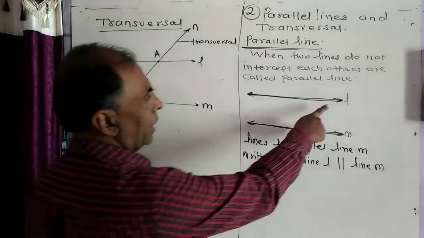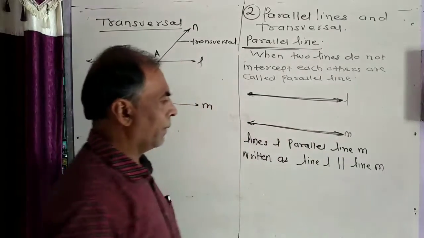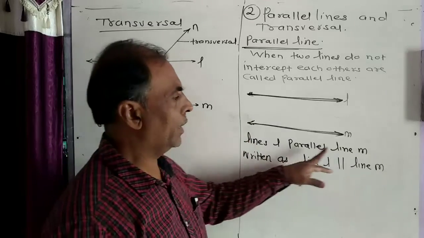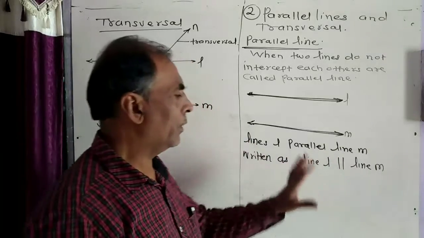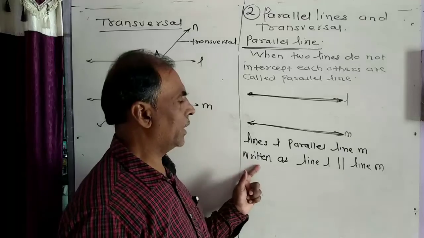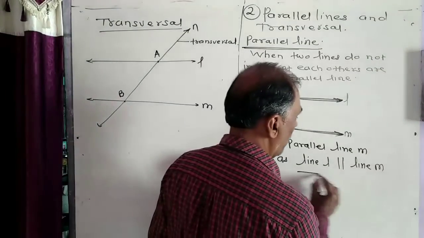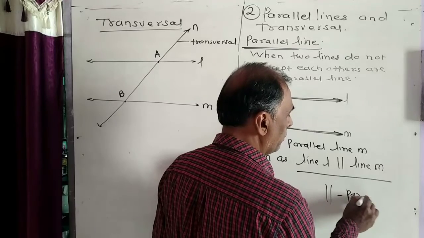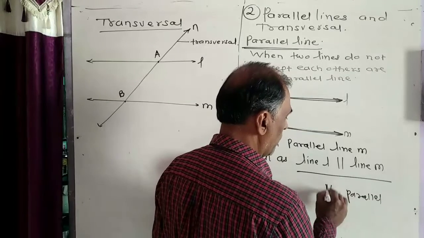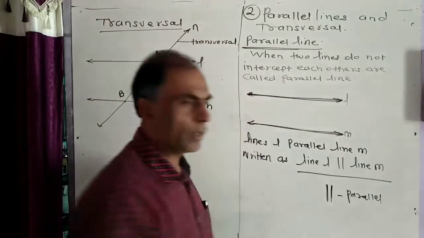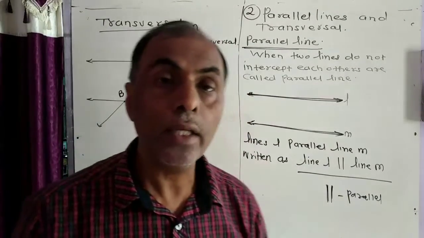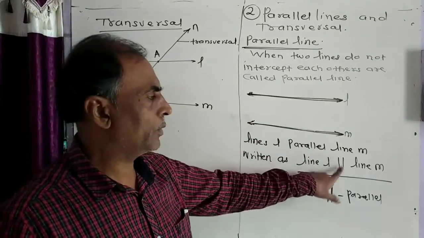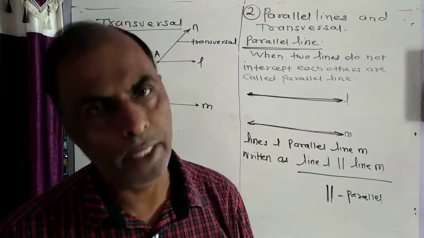Suppose there is a line L and there is a line M, and these two lines are parallel. Then we write line L parallel to line M. Symbolically, we write line L parallel to line M. If we draw two vertical lines like this, you read it as parallel. So line L parallel to line M; these two vertical lines indicate parallel.